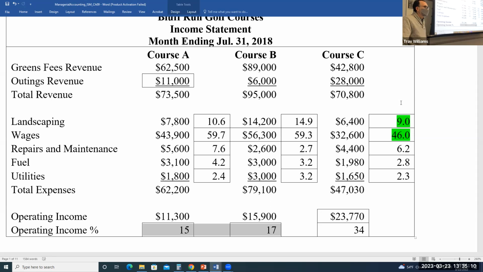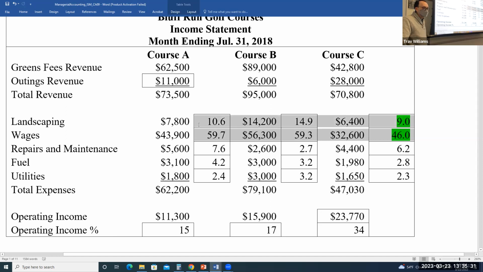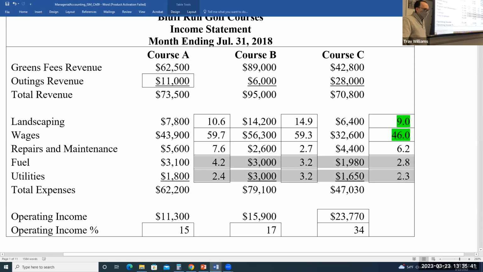How did they do that? Yeah, exactly. Their wages were only 46% of their sales compared to the other two courses, which were much higher. Landscaping was a lot lower. Fuel costs were lower as a percentage. Utilities were even lower, right? So they did a better job of managing their costs, at least from what we can see.